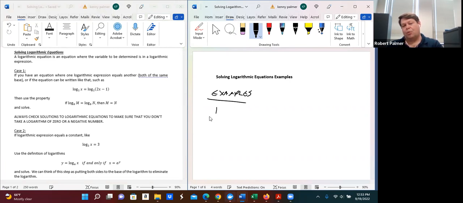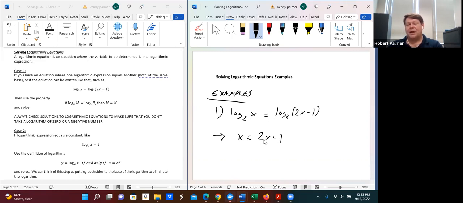For number one, let's just do that one. Log base 2 of x is equal to log base 2 of 2x minus 1. Here we can see we have this exact situation. We have two logarithmic expressions equal to each other. They have the same base, which is critical. That has to be true. Then x has to equal 2x minus 1. Now we have an ordinary equation to solve.